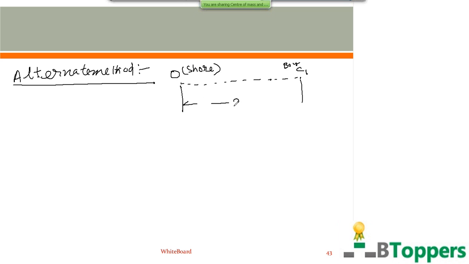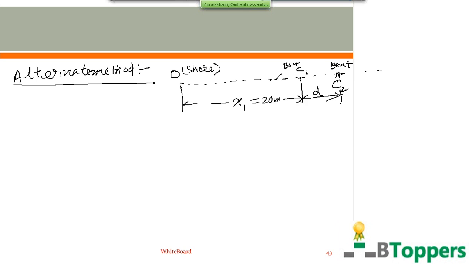And the initial distance of the center of mass of the boy from the shore, denoted by x1, is given as 20 meter. Let C2 be the initial position of the center of mass of the boat. Let D be the initial distance between C1 and C2.